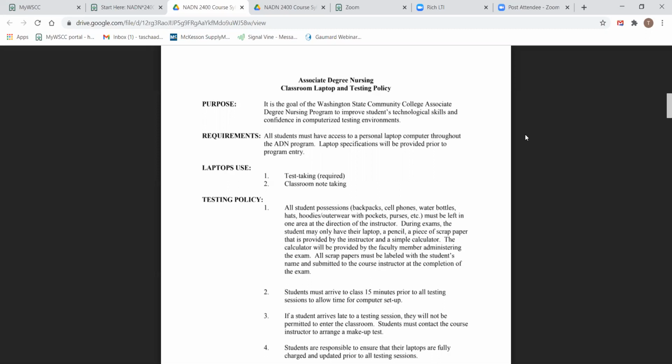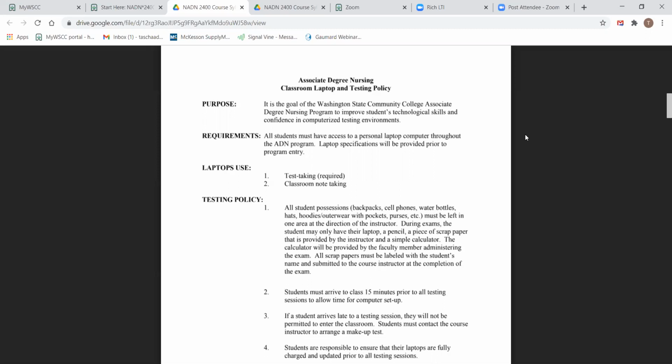If a student arrives late to a testing session, they will not be permitted to enter the classroom. Students must contact the course instructor to arrange a makeup test. We need you to be in this, so I wouldn't wait until 15 minutes before. I would get in 30 minutes before, make sure that you are there ready to go and ready to test.